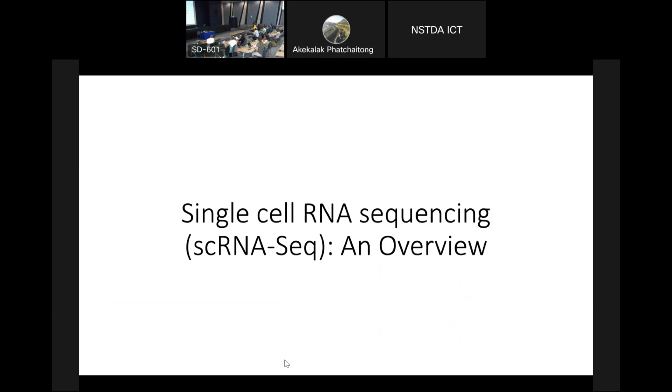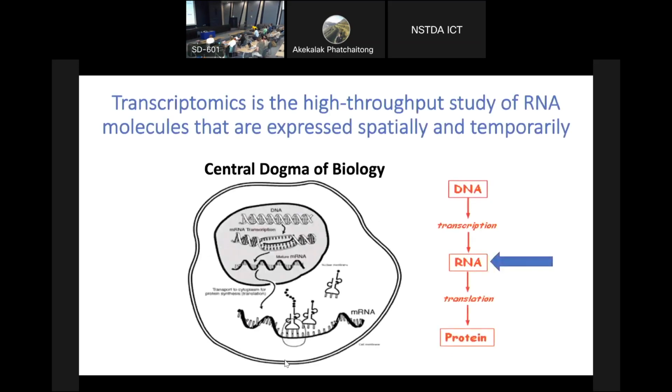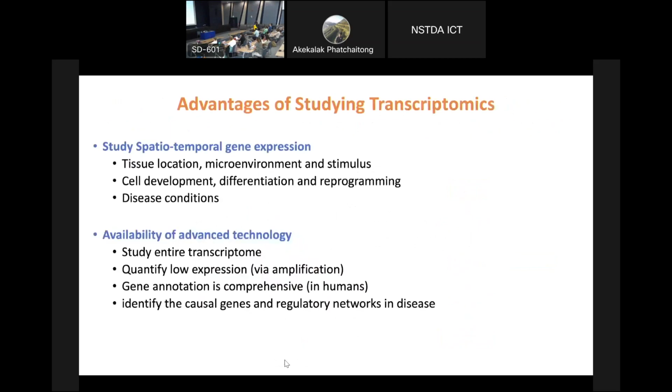Now we're going to move into single-cell RNA-seq. Are you still with me? Okay. All right, so a bit of a repeat. Transcriptomics is a high-throughput study, we all know that, of RNA molecules that are expressed spatially and temporally. I want to emphasize that because single-cell RNA-seq dives deep into that. All right, so we know all this, so we can skip.